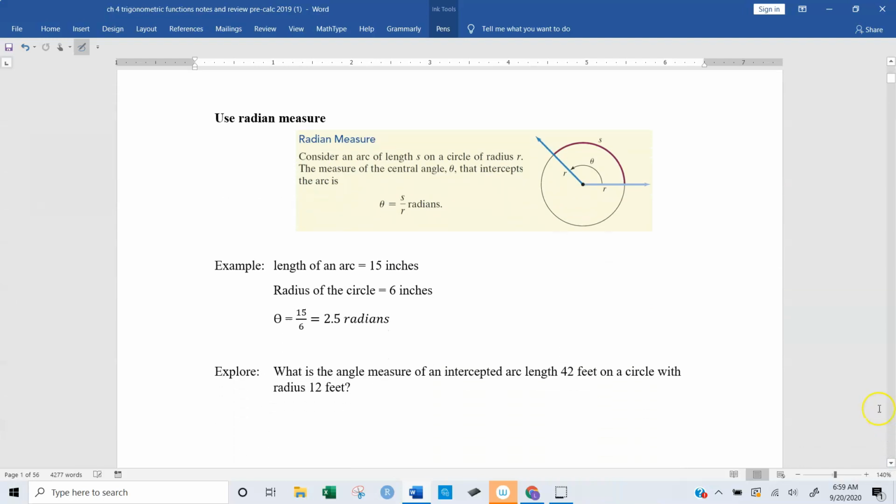Radian measure, so they're not all one, correct? So the radian measure of an angle is arc length divided by the radius. So S, which is the arc length, radius, which is here. Okay, now the length of an arc is 15 inches, so this is 15 inches. The radius of the circle is 6 inches, so that's this. So I want to know what this is in radians. So you take the 15 divided by the 6, and I have 2.5 radians.